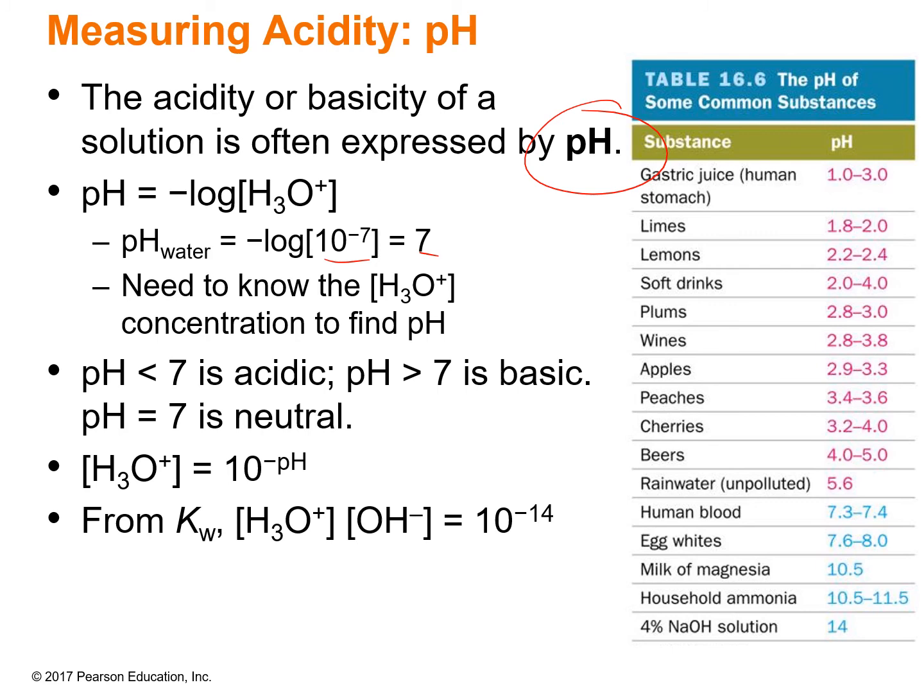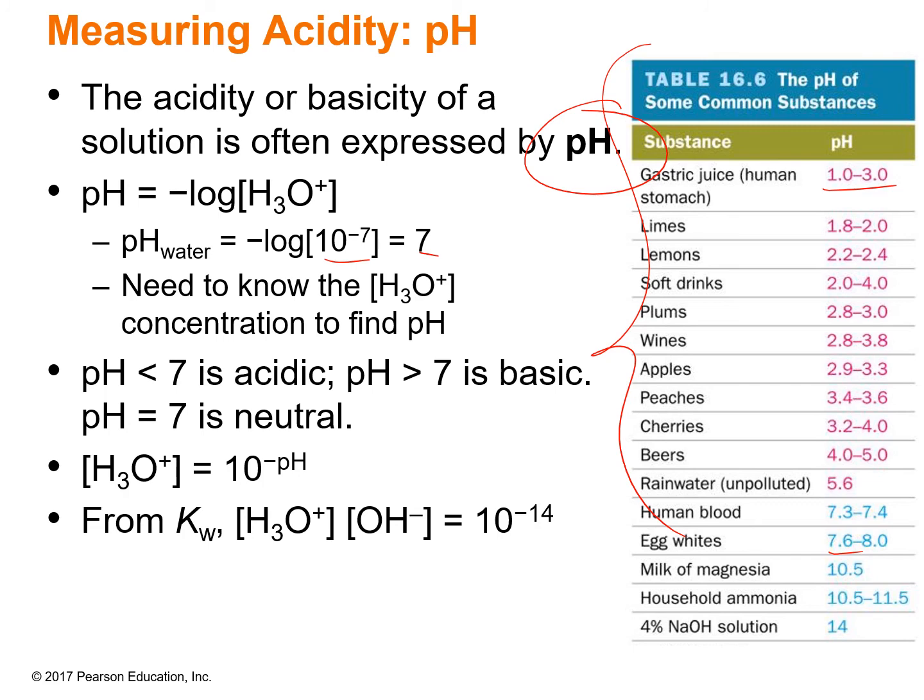On the side here, we have some examples of the pH of common items that you're probably familiar with. Things like gastric juice, right? So the solution that your stomach generates, that has a pH of around 1 to 3. Therefore, that substance is going to be considered to be pretty acidic, right? Whereas something like egg whites or milk of magnesia are going to have pHs ranging from 7.6 to 10.5. Those are going to be less acidic or basic.